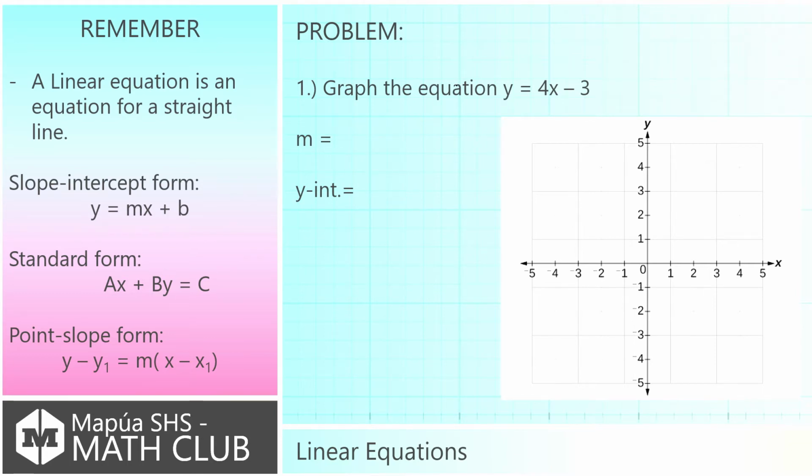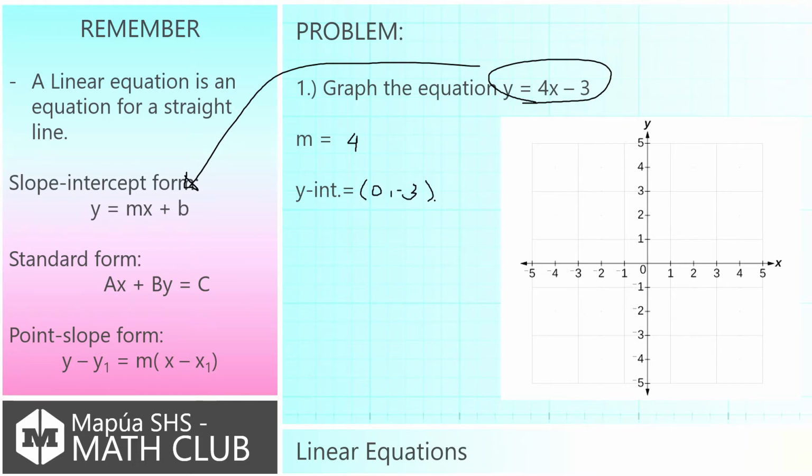For our first problem, we will graph the equation y equals 4x minus 3. And as you can see, this is already in the slope-intercept form. From this, we can already see that our slope is 4 and the y-intercept is at (0, -3). So when graphing this, negative 3 is located here.